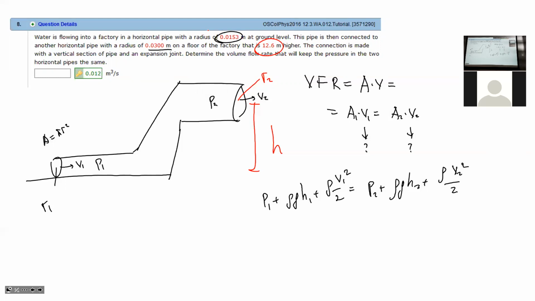H1 would be 0. We can set it to 0, absolutely right. And H2 is 12.6. Would P1 be atmospheric pressure, or 0? No, we don't know that. And we know the density is 1,000 kilograms per meter cubed. Okay, what else do we know?